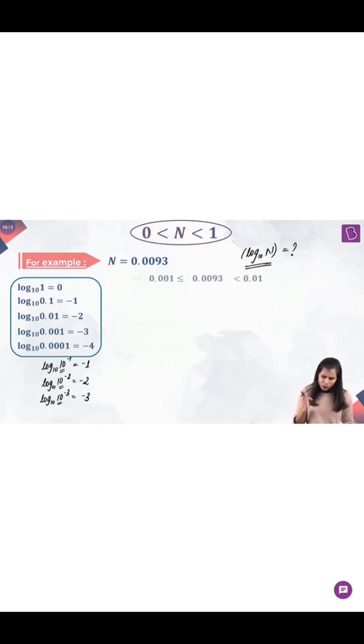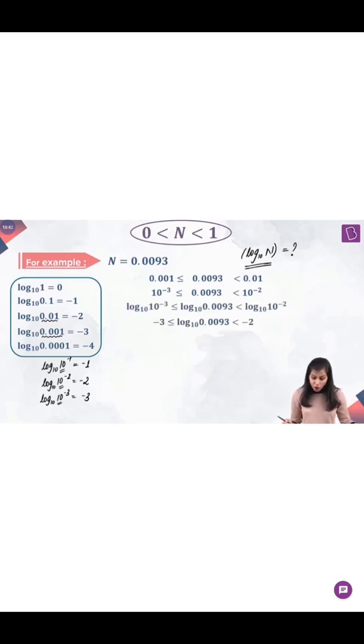So I know that 0.0093 lies between 0.001 and 0.01. Yes. That means this is strictly sandwiched between 10 to the power minus 3 and 10 to the power minus 2. Right? Once this is done, take common log throughout. What do you get? You get that the common log of my given input is sandwiched between minus 3 and minus 2. Okay?